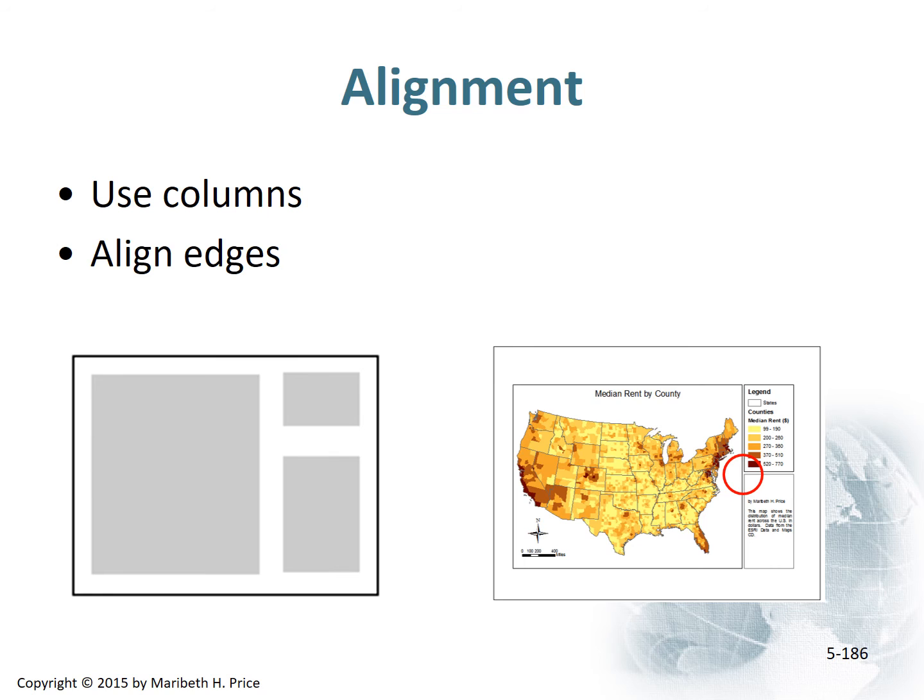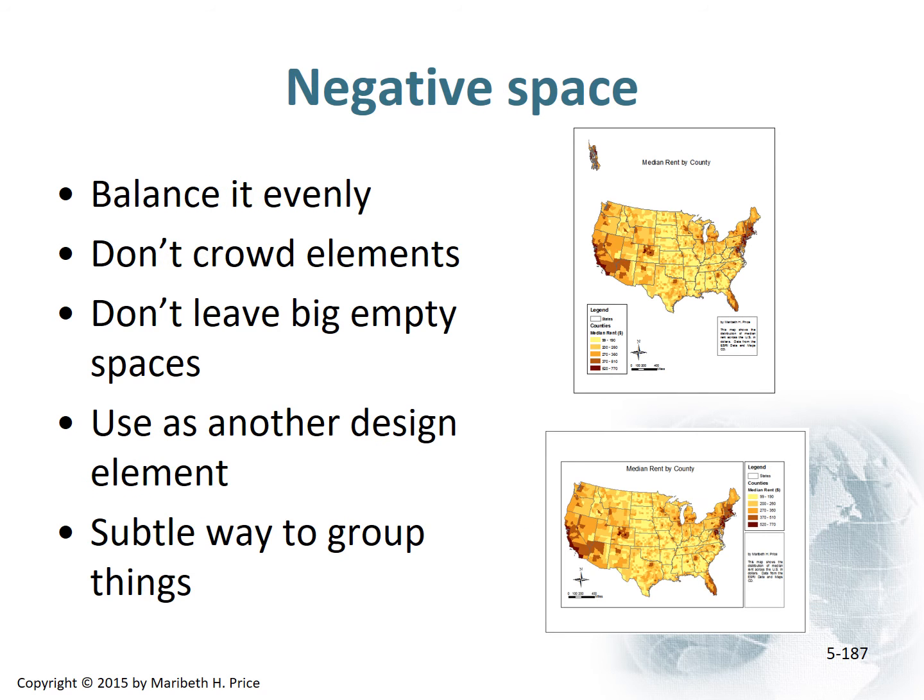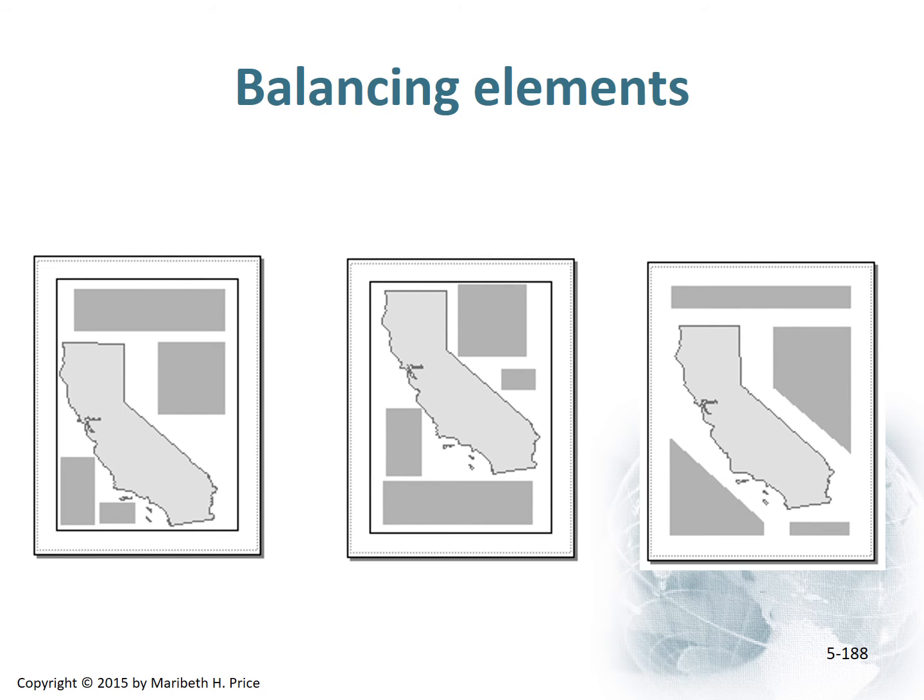Alignment: you want to keep things aligned. You don't necessarily have to use the neat lines, but you need to space things up using columns and edges. You want to have some negative space, but you need to balance it. You don't want to crowd things, but you don't want to leave too much open. Sometimes you have to change your map design. Subtle changes can make things look really, really good or look very, very poorly thought out. You want to balance your elements.